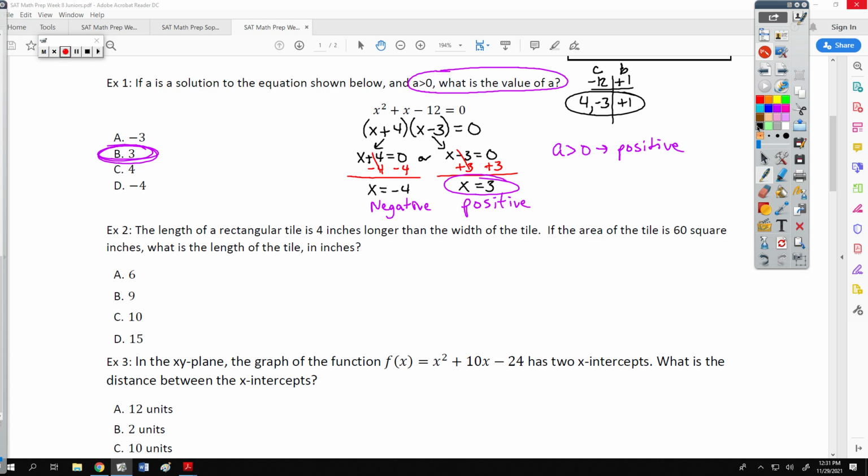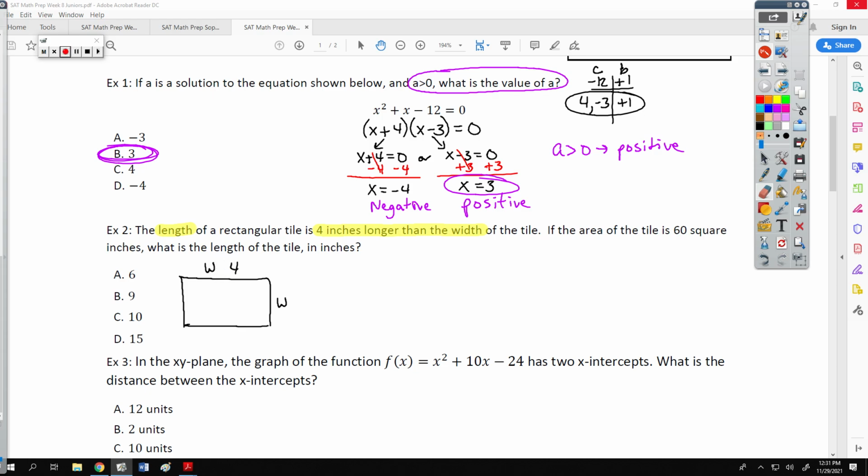Example 2 says the length of a rectangular tile is 4 inches longer than the width of the tile. If the area of the tile is 60 square inches, what is the length of the tile in inches? So we should draw a picture here. We have a rectangular tile. We do not know the width, so we're going to use W for that. We also do not know the length, but we do know that the length of the rectangle is 4 inches more than the width. So we can write the expression W plus 4 to represent the length. So W plus 4 is our length.